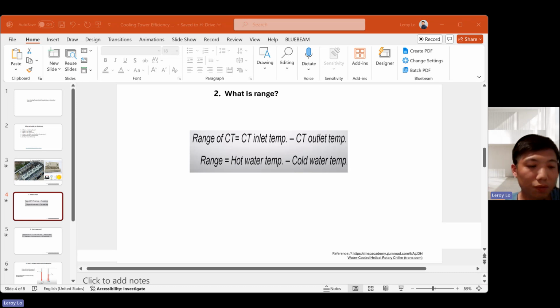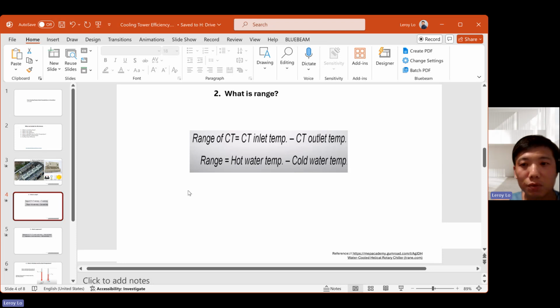For example, normally you have hot water coming in at 95 degrees Fahrenheit, and you have cold water temperature going out of the cooling tower, maybe 85 degrees Fahrenheit. So that's easy to understand for most people. Moving on to the next.